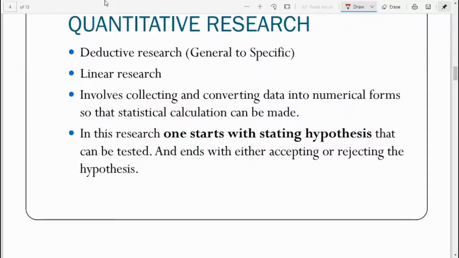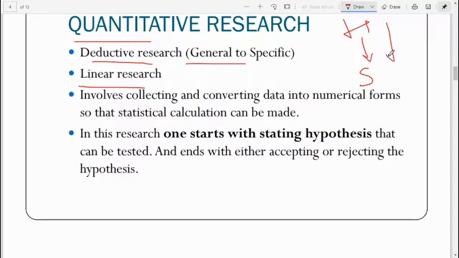So the first one is quantitative research. Quantitative research is deductive research, that is it moves from general to specific. It is linear research. Why I am saying it is linear research? Because it starts with a hypothesis and ends with a theory or a specific conclusion, and it moves in a linear fashion. That's why I am saying it is linear research.